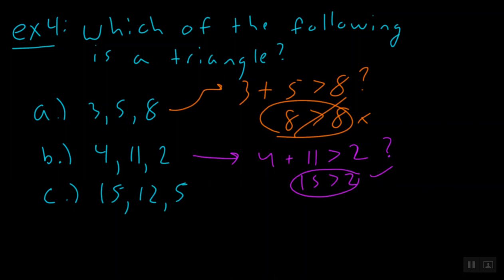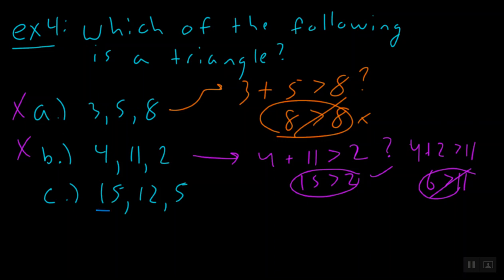But wait a second, what if we try a different combination here? What if I say, is 4 plus 2 greater than 11? Well, 4 plus 2 is 6, and is 6 greater than 11? No, that's not true. So we know that's not a triangle. So it's looking like our answer is going to be C. But let's go ahead and try this out.